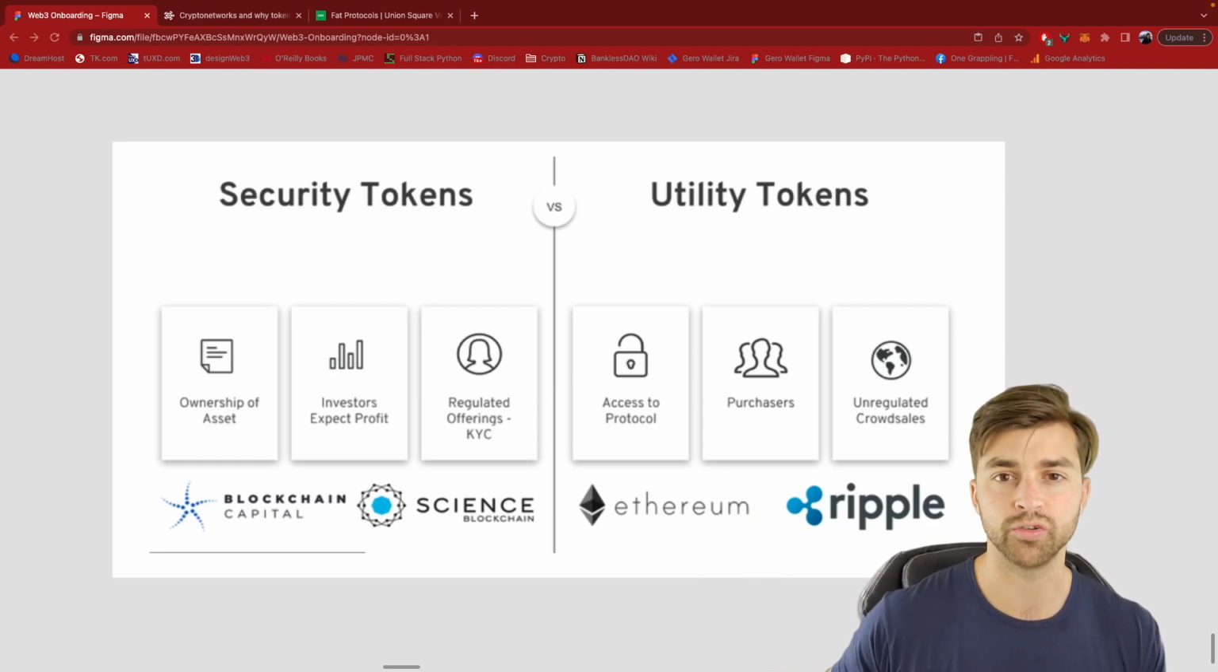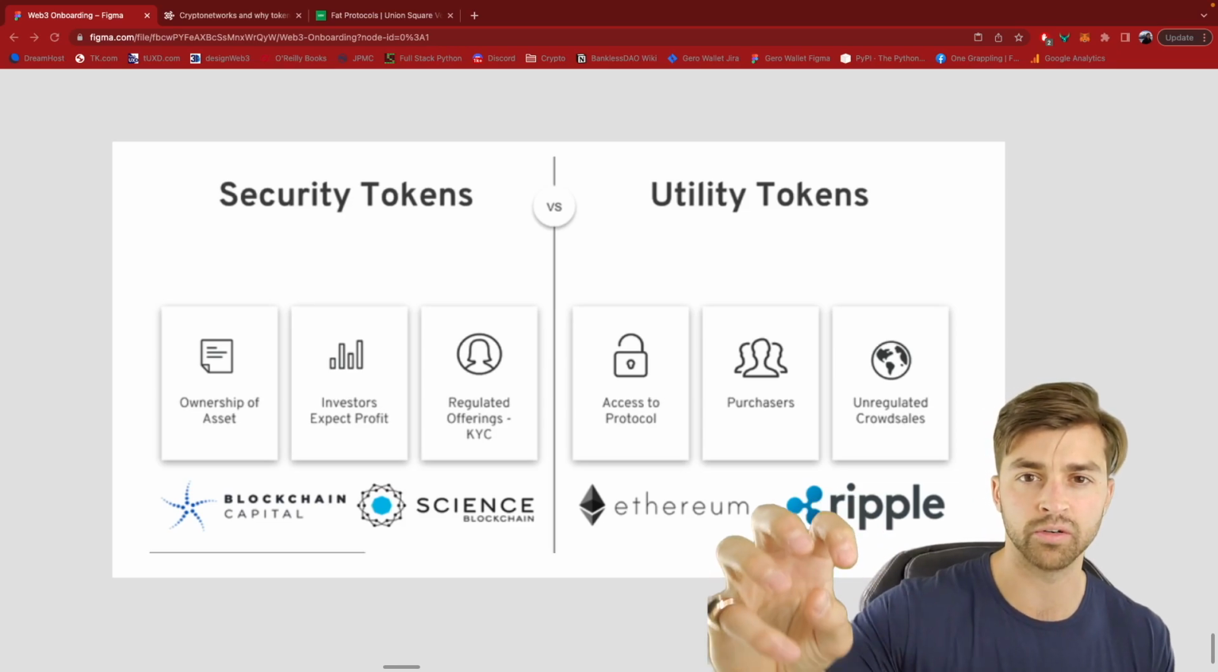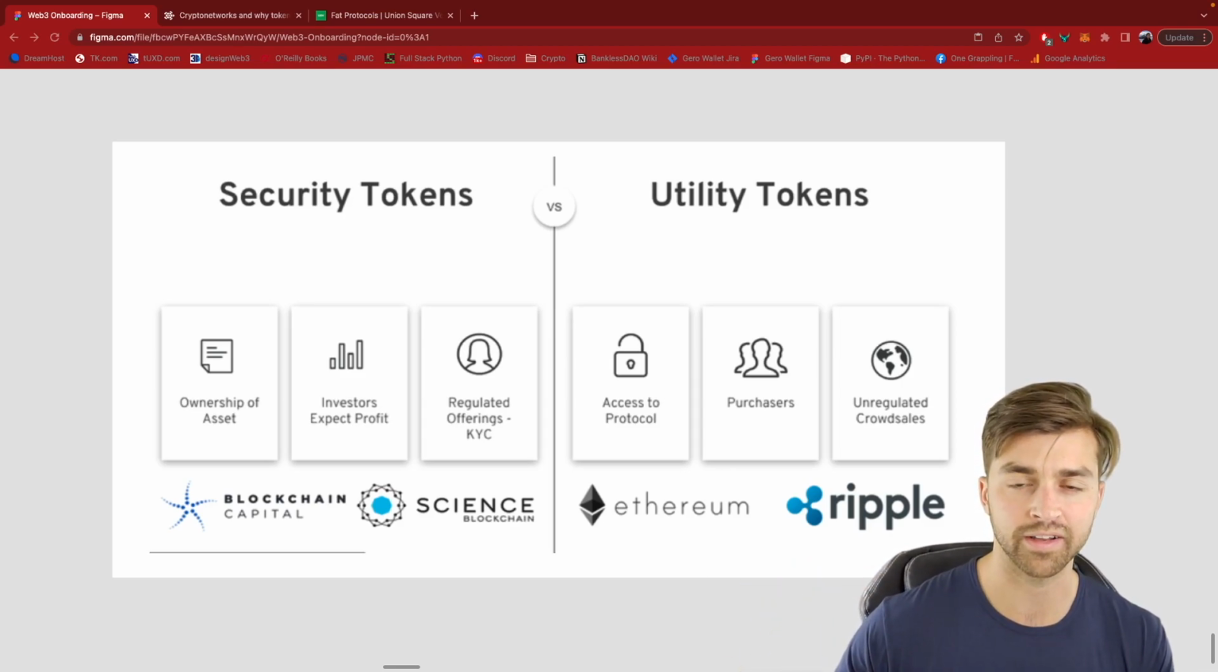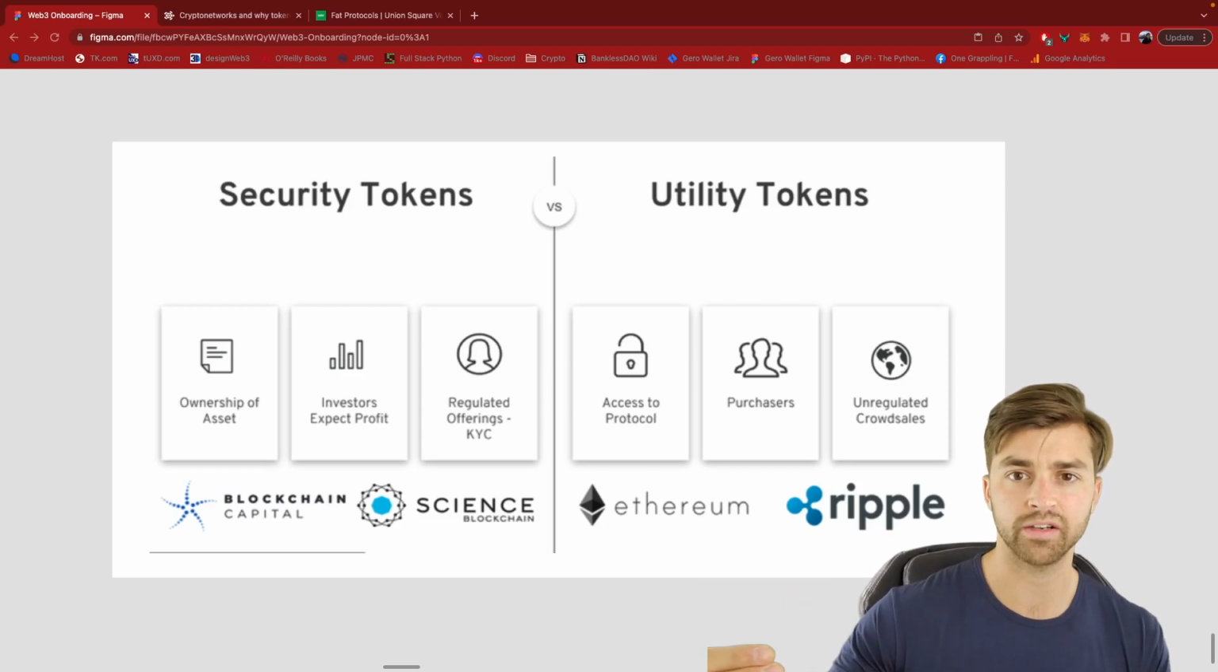If I want to not use AWS or Google Drive anymore, which are central cloud storage platforms, then I can buy SIA coin and I can host my files in a decentralized way by paying SIA coin to SIA operators.